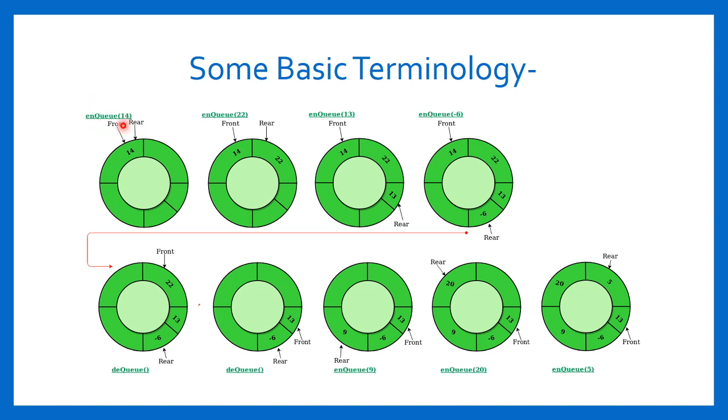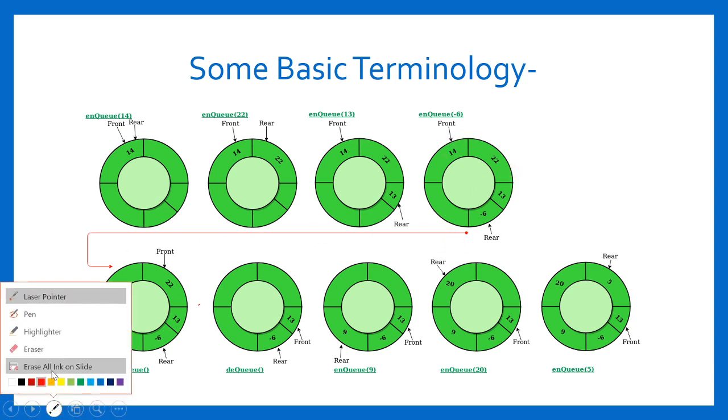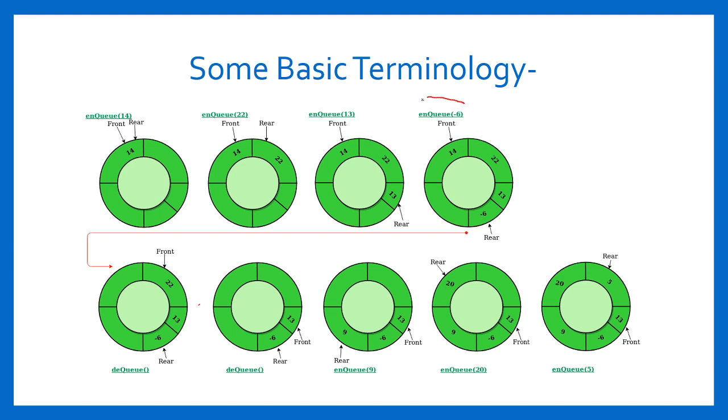So in this condition, front and rear are pointing at this. We are enqueuing 14 in this circular queue. Then we are enqueuing 22, so rear moves and 22 is enqueued. Then we enqueue again 13, rear moves, and this is the condition. So the size of the circular queue is 5.